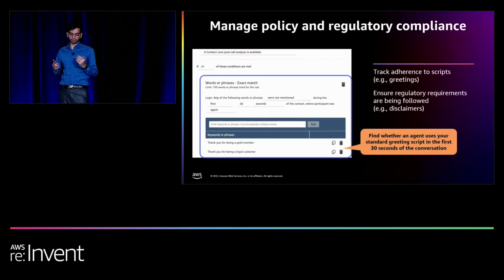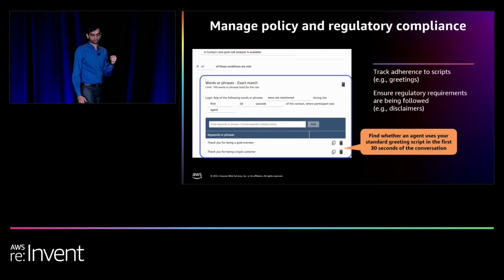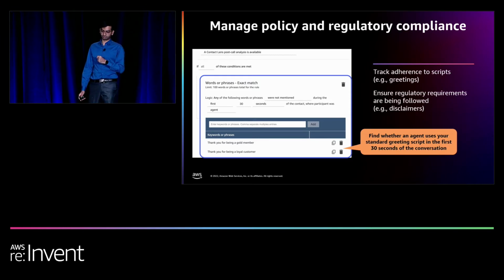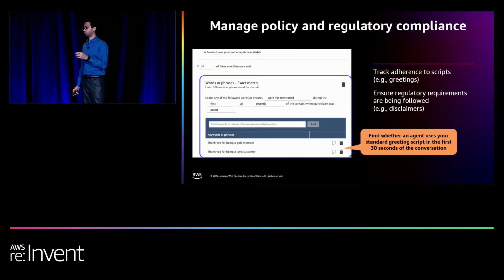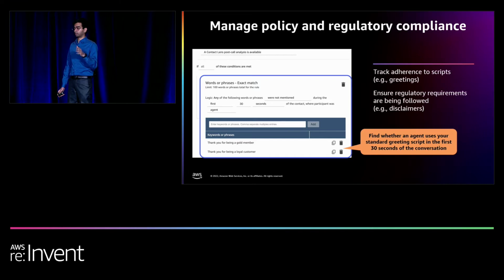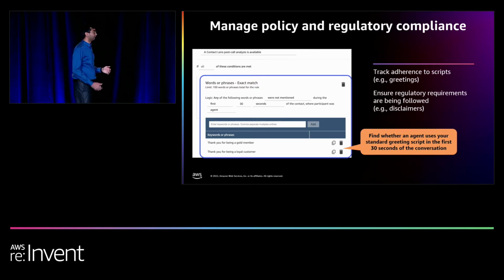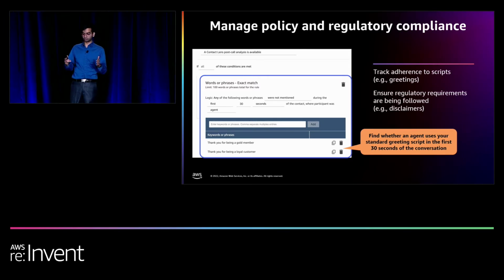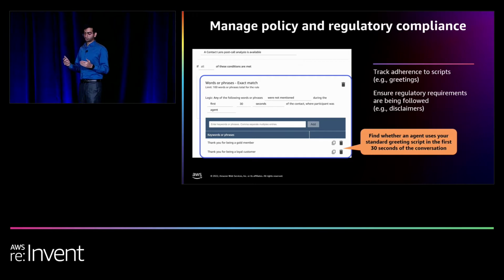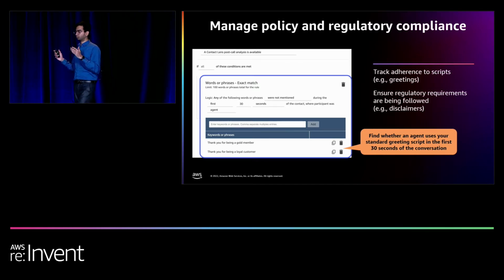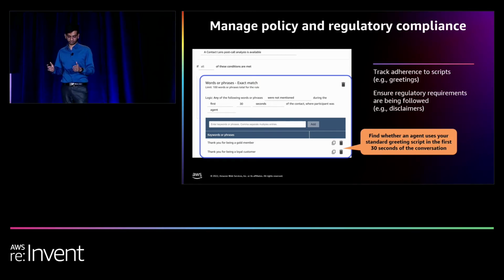Now, supervisors are often responsible for making sure that their agents are adhering to company policies. And they're also responsible for making sure that regulatory mandates are kept in place. This means that historically, they've had the task of painstakingly reviewing contacts to ensure agents are provided coaching when required. Now, with Contact Lens, you can use automated contact categorization to manage both policy as well as regulatory compliance.